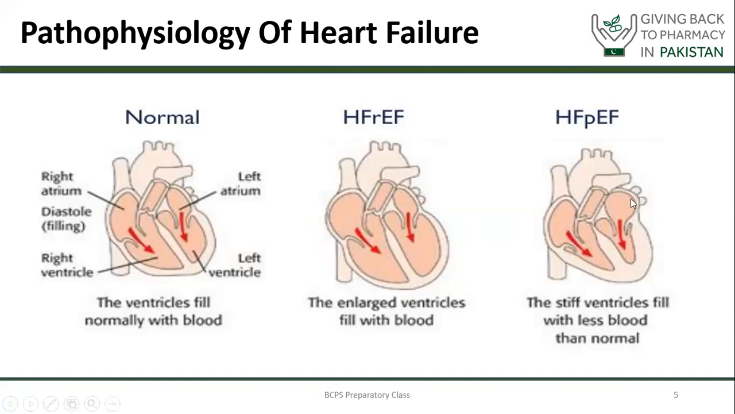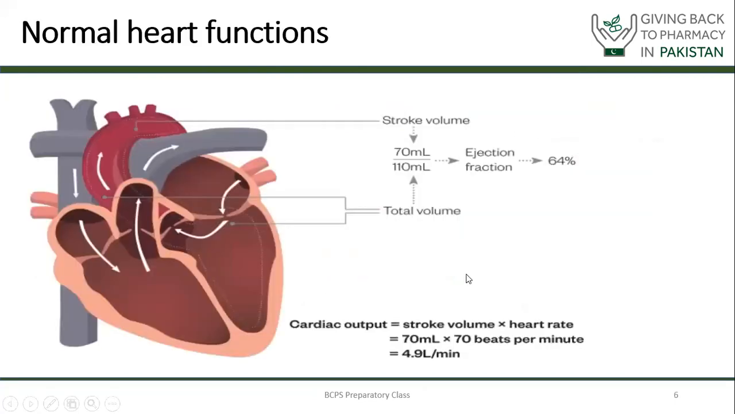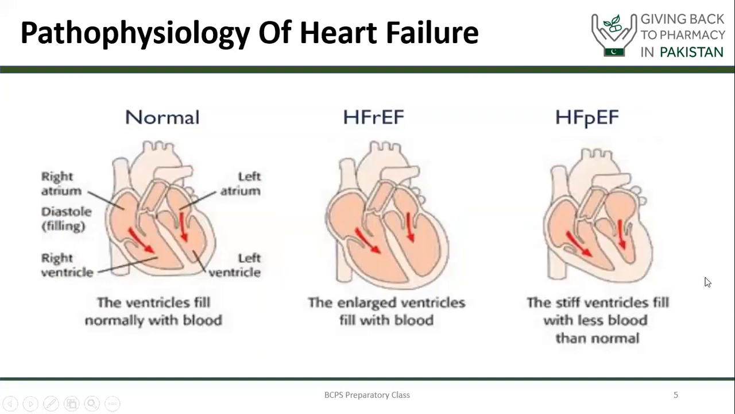With preserved ejection fraction, if you can see the picture, the ventricle size reduces due to thickening of the heart wall. Not enough blood goes inside the heart, so enough blood will not come out. This condition is called preserved ejection fraction. These two conditions are dealt with in different ways, so we will go further.